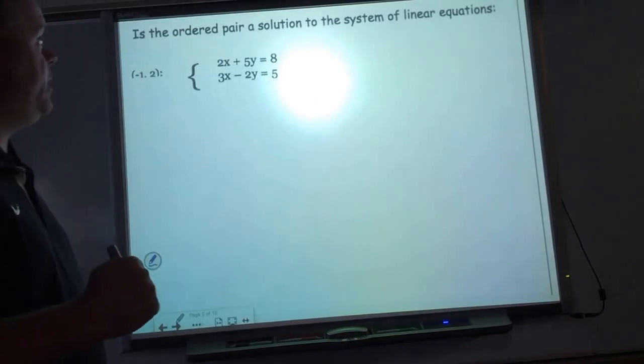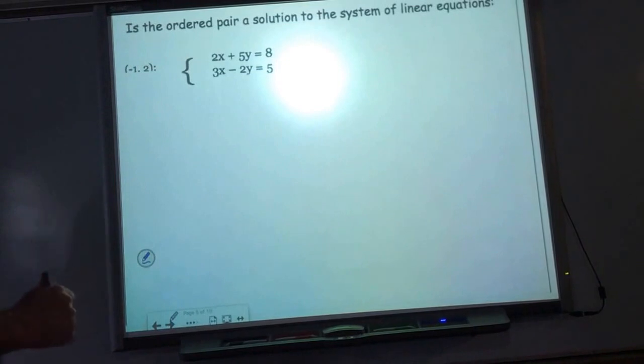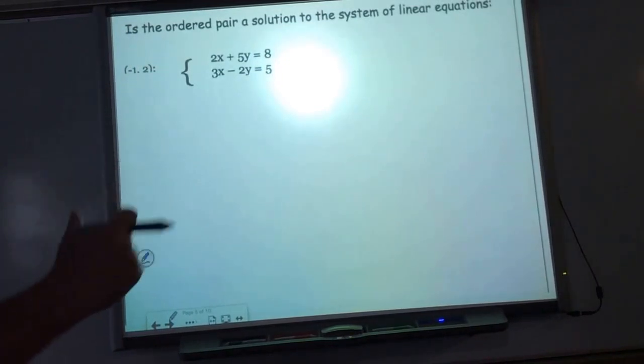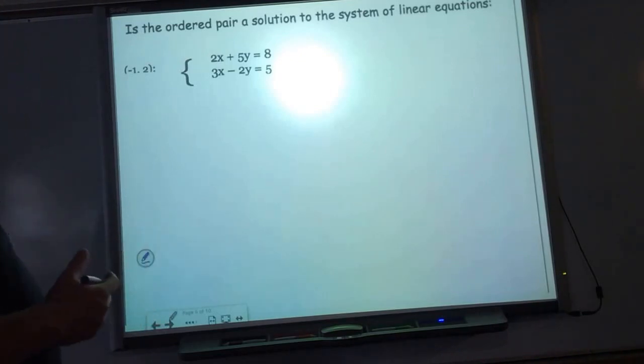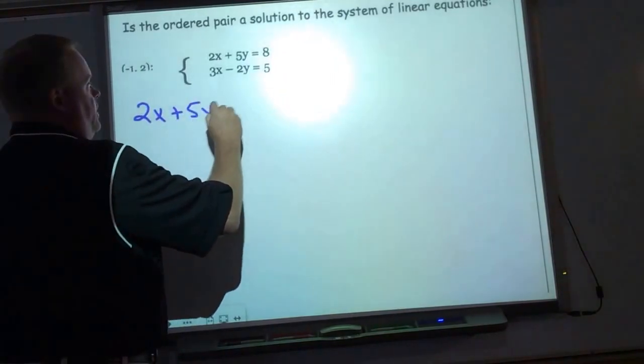Is the ordered pair a solution to the system of linear equations? And this time I'm given the point (-1, 2), and then I have the equations 2x plus 5y equals 8 and 3x minus 2y equals 5. And I want to determine if that is a solution. Okay? So I'm going to go ahead and rewrite my first equation.